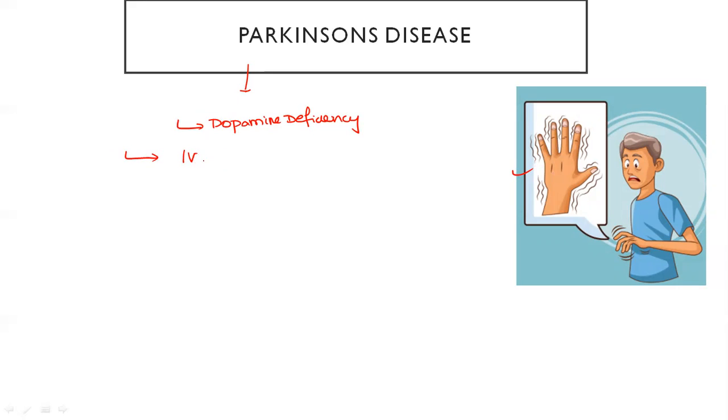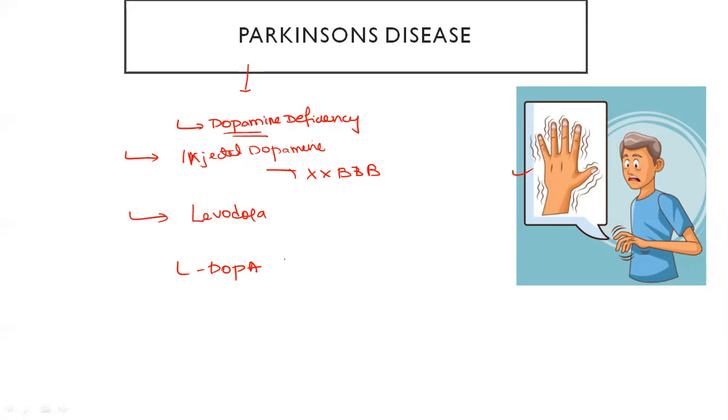But what happens is, injected dopamine does not cross the blood-brain barrier. So what do we do? Then how can we give dopamine to the brain for these patients? There is a precursor of dopamine called levodopa. L-dopa can reach the brain.